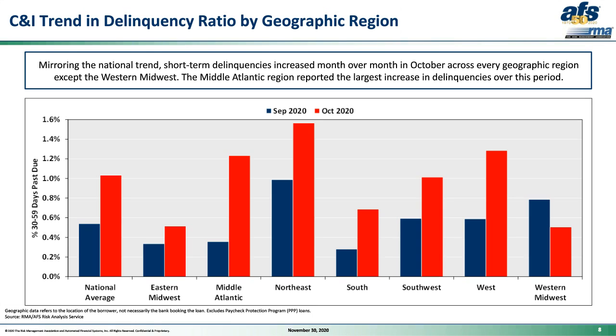Second, the Northeast continues to have the highest level of short-term delinquencies. And third, there was a huge spike in the Mid-Atlantic, and that region has gone from one of the best to one of the worst. And last, similarly, the West has deteriorated from an average region to one of the worst.